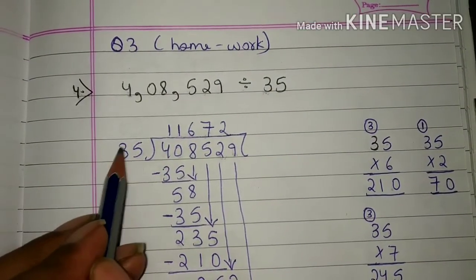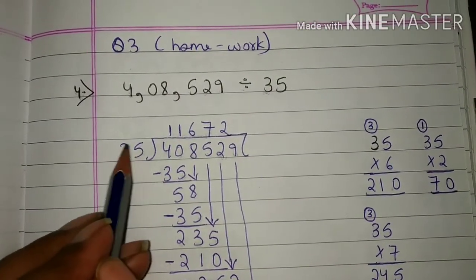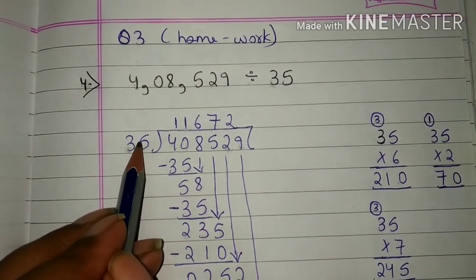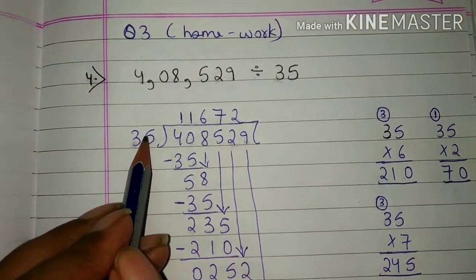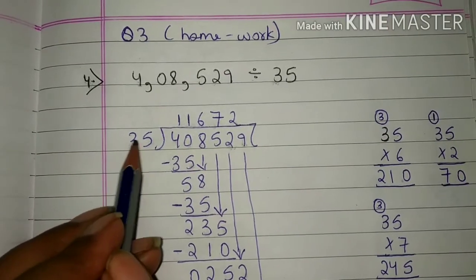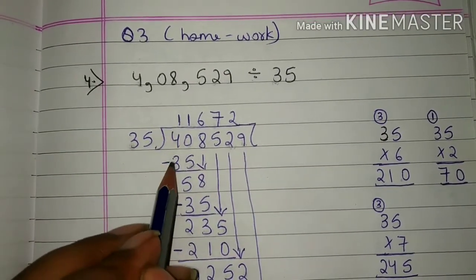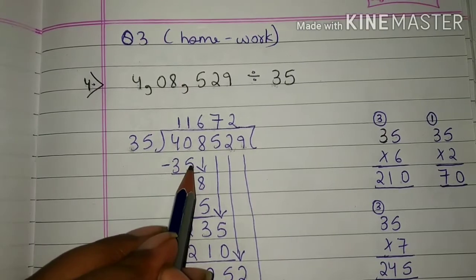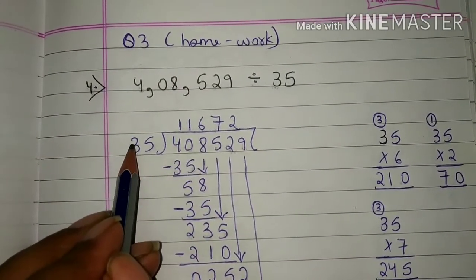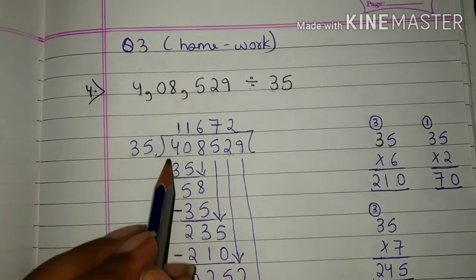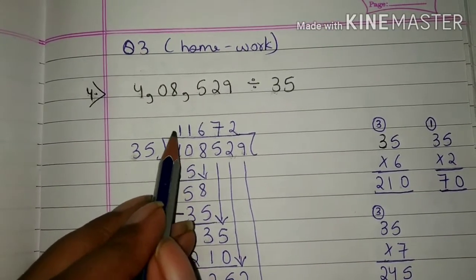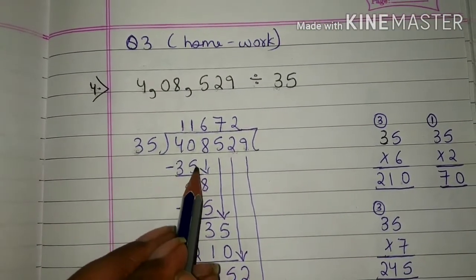Now students, we don't know the table of 35. So we will multiply 35 by 1 times, 2 times, 3 times, 4 times, 5 times and so on. So students, 35 into 1 is 35 and 35 is just smaller than 40. So we will consider 35 into 1 is 35. Students, we will write 1 here and we will write 35 here.